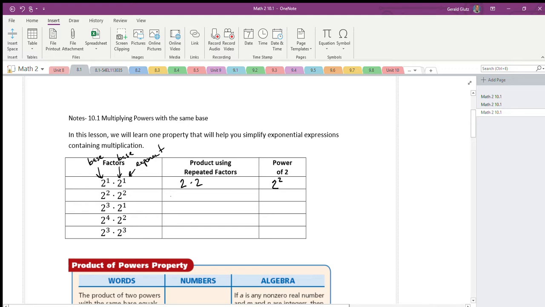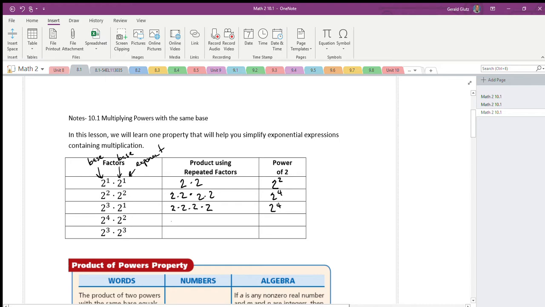2 squared, that's 2 times 2. So again, exponent just means I'm multiplying the base times itself that many times. So how many 2's do we have? 1, 2, 3, 4. So 2 to the 4th. 2 to the 3rd means 2 times itself 3 times, times 2 to the 1, so that means 2 one time. So I have 1, 2, 3, 4 2's, so that's 2 to the 4th.